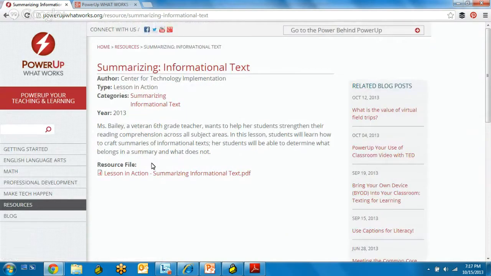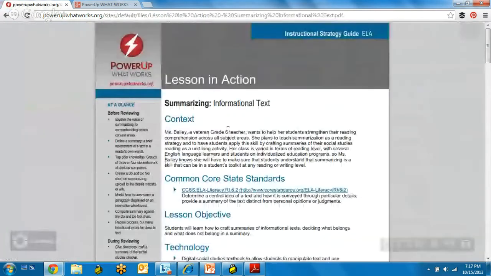Thank you. And what you'll see when Elise opens this, we have this as a PDF. And you'll see that there's a little context setting. There's a little sense at the beginning about her classroom, her students, where she is in her curriculum. Mrs. Bailey is always thinking about the Common Core. She's driven by that. It's part of the context of what's happening in her school. But she creates a lesson objective that connects what's happening in this lesson to the Common Core.